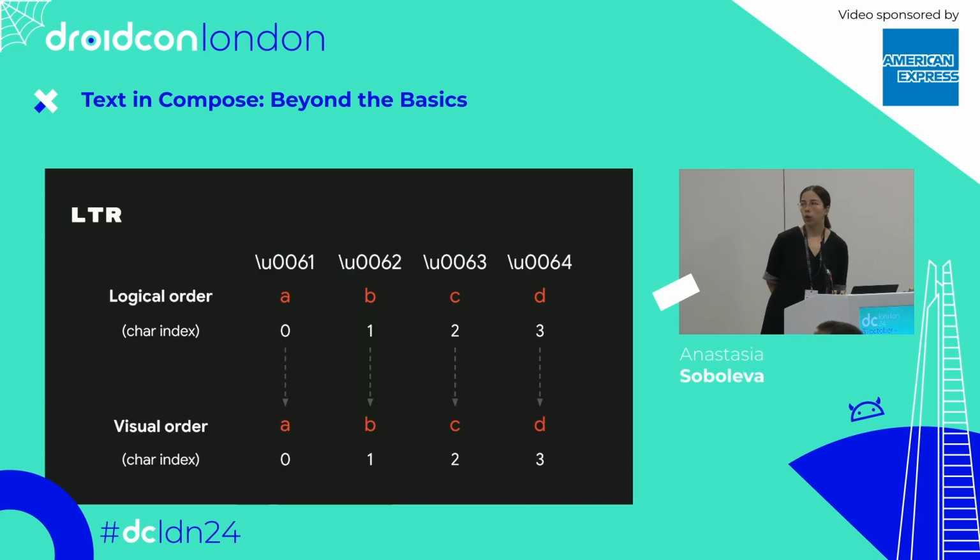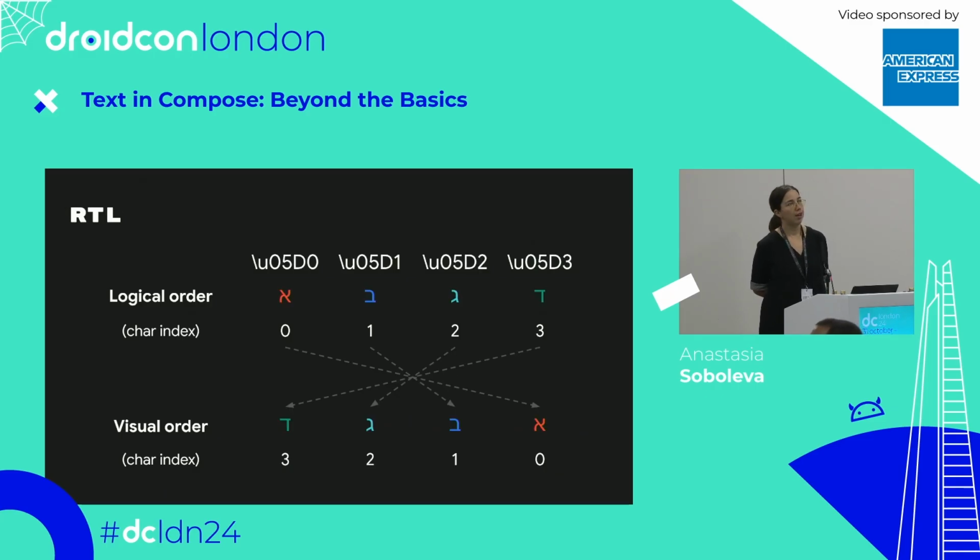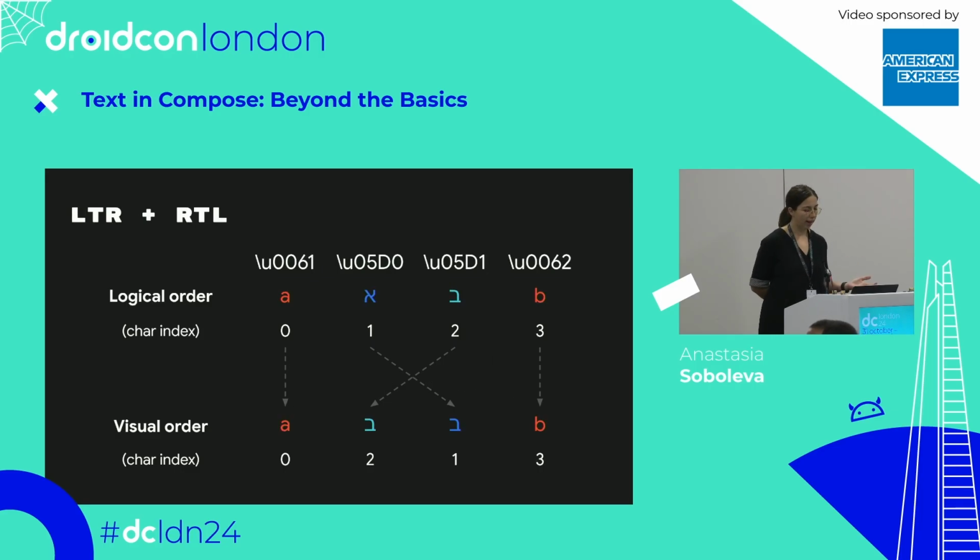So if you have only left to right characters, like in English, the logical and visual orders are equal. But then if you have right to left characters only, the visual order is the opposite of the logical, as you can see. And finally, when you have a mixture of those, it gets complicated.